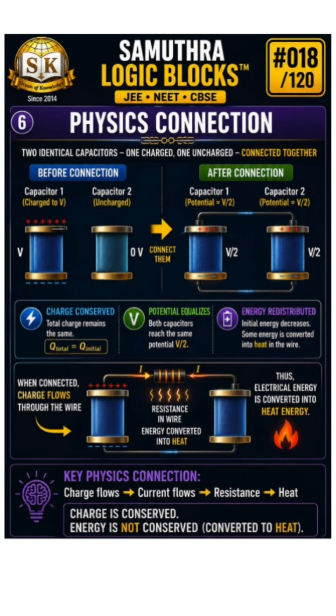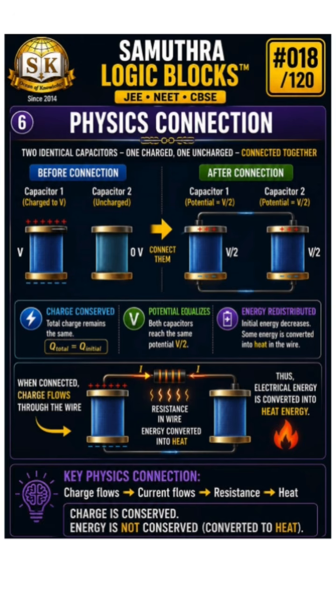Notice the important physics here. Charge is conserved. Both capacitors finally reach the same potential, but electrical energy is not completely conserved inside the capacitor. A part of it leaves as heat in the connecting wire.